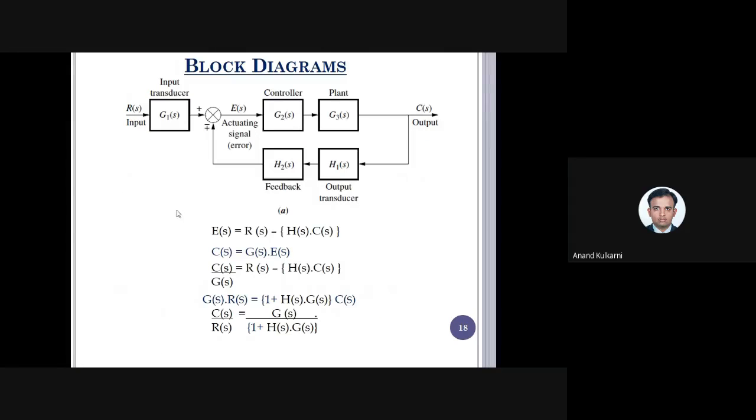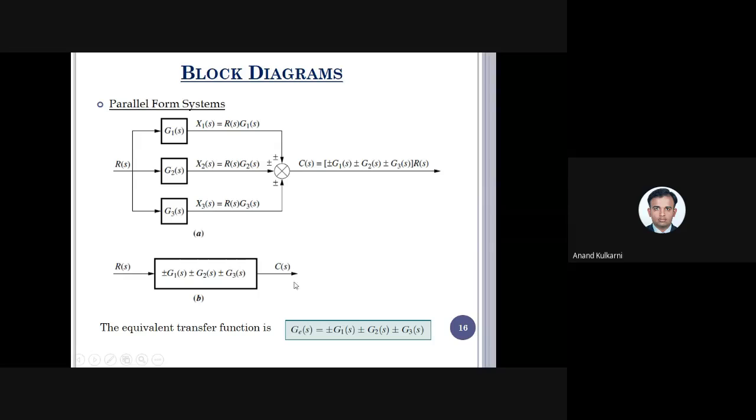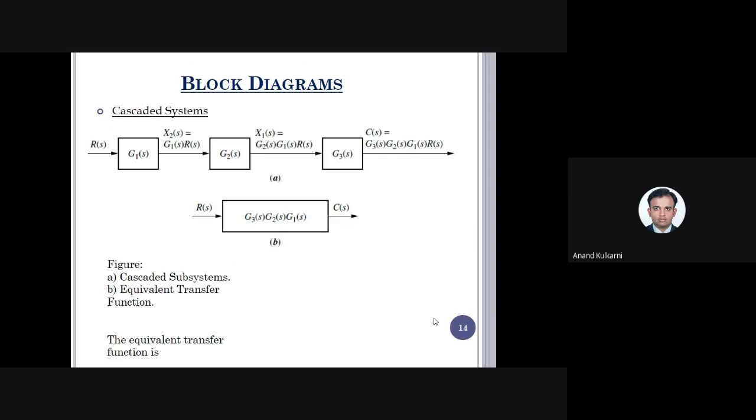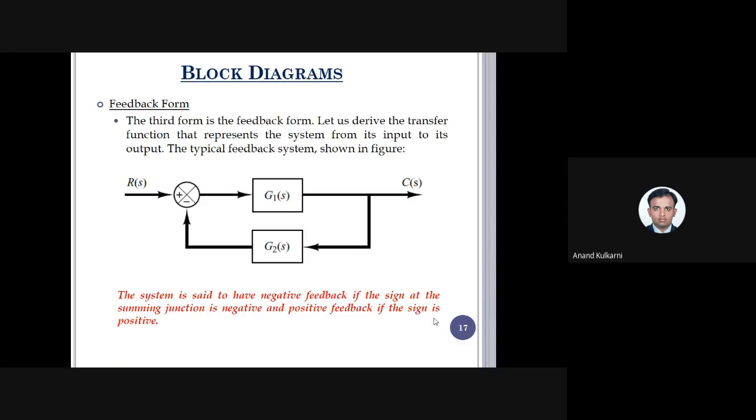Then, this is an important derivation. Never asked, but you'll have to only observe this. I'll just explain this. What is the feedback form? As in the case of parallel form, we had added the transfer functions. As in the case of cascaded form, we had multiplied. But in the case of feedback, there is something different. What is that we are going to study?